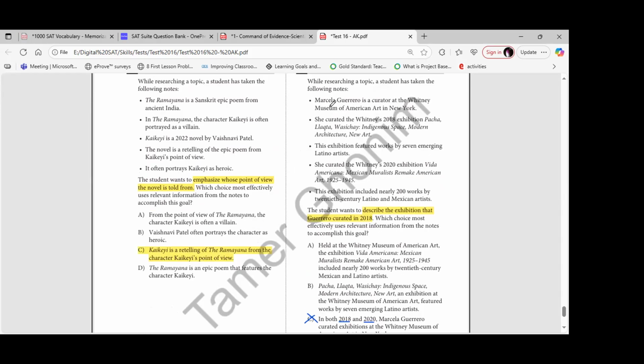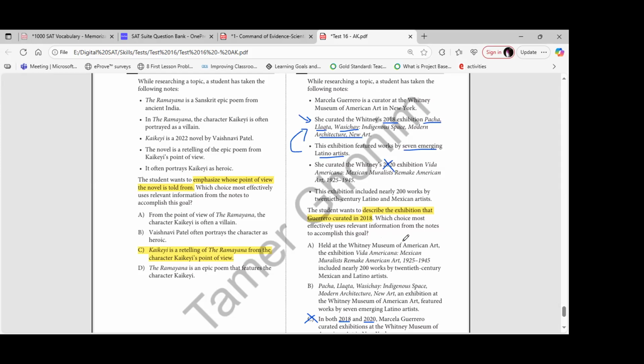Now I'm going to read the notes to find which one described the exhibition that Groro curated in 2018. Marcela Groro is a curator at the Whitney Museum of American Art in New York. She created the Whitney 2018 exhibition, Bacha, La Cara, Wishay, Indigenous Space, Modern Architecture, New Art. So this is the one related to 2018. This exhibition featured works by 7 emerging Latino artists. Yes, they talk about this one. She created the Whitney 2020, I don't need what comes after. So I need only these two.